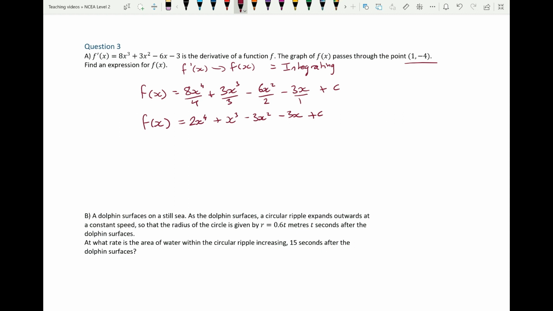Now the purpose of being given that pair of coordinates, in this case (1, -4), just remember coordinates are x and then y, or f of x, is if we substitute those into this f of x equation, that will leave c as the only thing that we don't know, which means that we can find it. So let's substitute in what we know. We know that f of x is negative 4, and we know that x is 1. Every time I see f of x, I'm going to put negative 4. Anytime I see x, I'm going to put 1 instead. And as always, brackets are your friends when you are substituting.